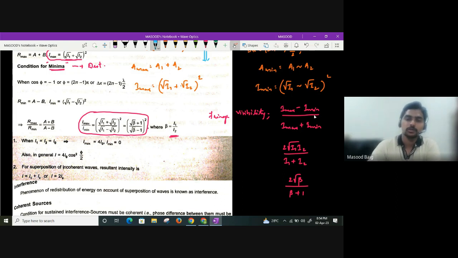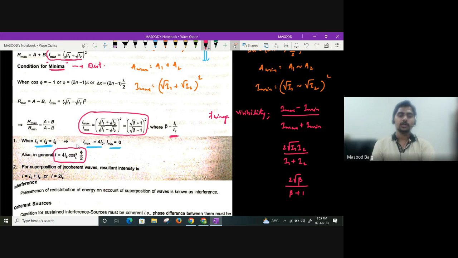Now, as I said before, the sources that we are taking can either be identical or non-identical, right? If they are identical, the intensities will be the same, guys. So if I1 and I2 are the same, then our maximum intensity will be given as 4I naught. Minimum intensity will become 0. And resulting intensity is given as 4I naught cos square phi by 2, guys. Right? Maximum intensity 4I naught, minimum intensity 0. Resulting intensity will be given as 4I naught cos square phi by 2.